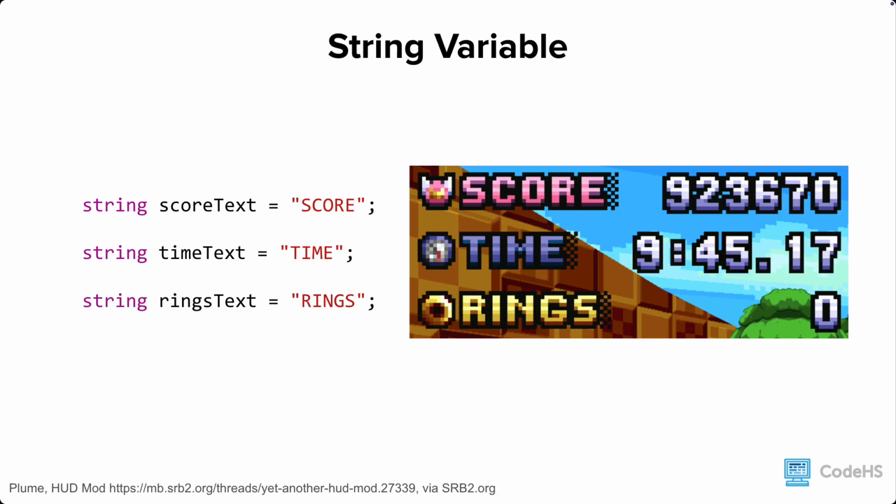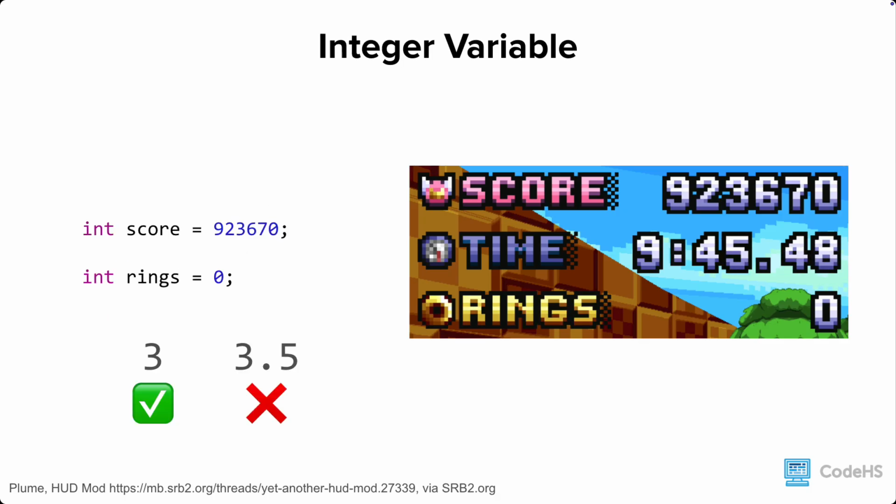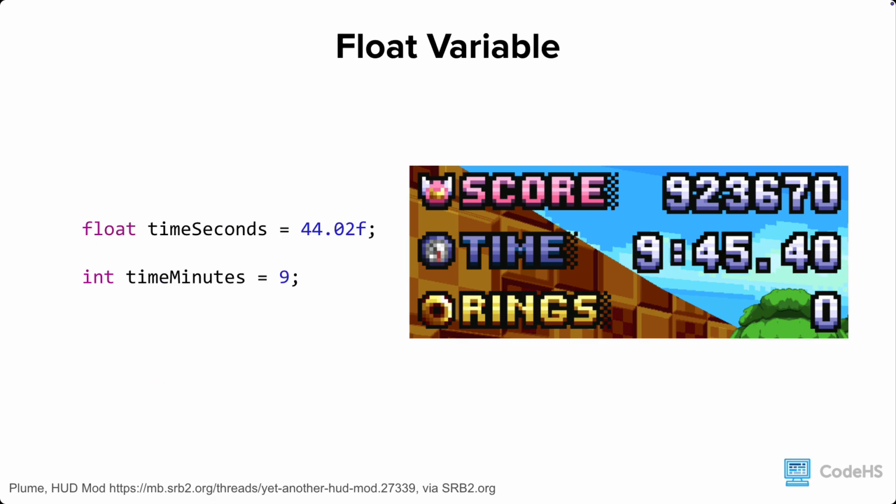Integer variables are declared with int and store whole numbers, meaning numbers without a decimal. In this example, the player score and how many rings they've collected are each whole numbers shown in the heads-up display. While integers are whole numbers only, float variables can be assigned any number, including numbers with decimals.